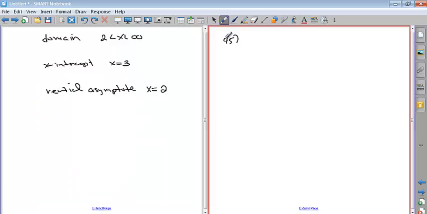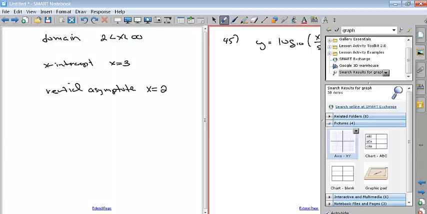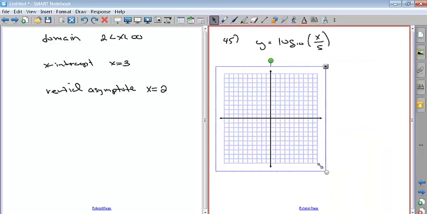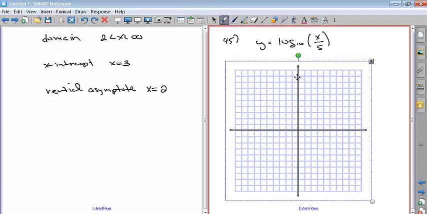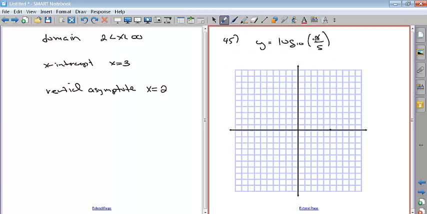Okay, 45. So we get y is equal to log base 10 of x divided by 5. So this is one of those shrinking, stretching things. So it's not going to change the general things about the asymptote, but what is going to happen is that the log to the base 10 of 1 is 0. So the x-intercept is going to be, instead of 1, 5. Because when x equals 5, the argument is 1. And therefore the value, log to the base 10 of 1, is 0.